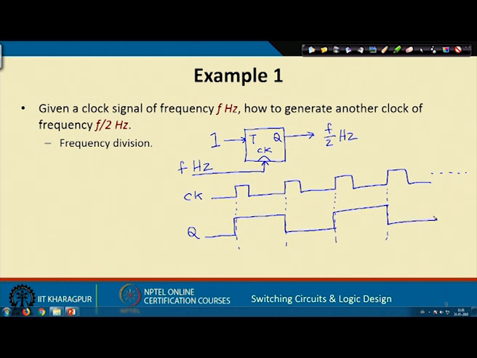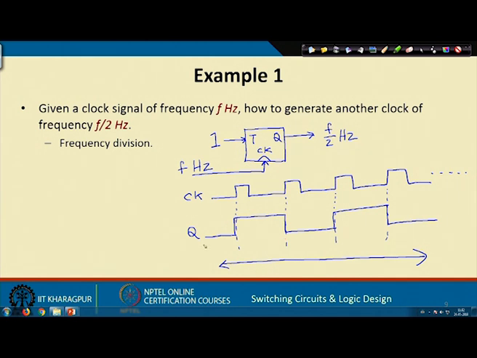So, you see, for the original clock, let us say over this time duration which I have drawn, there were 4 pulses generated. Here, for every 2 pulses, 1 pulse is generated, which means I have reduced the frequency to half. So, a simple T flip flop like this can be used to divide the frequency by 2.